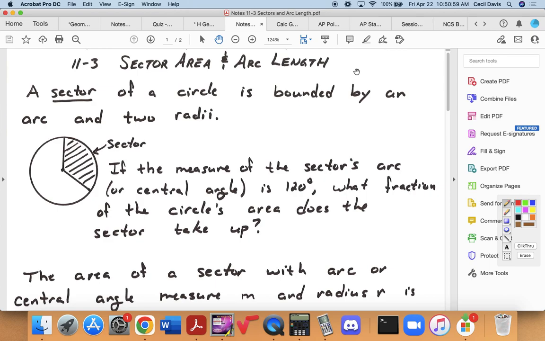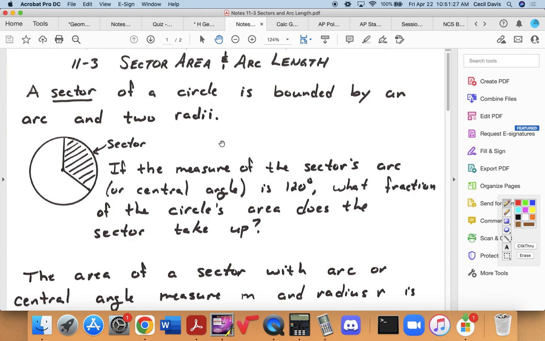All right, so a sector of a circle is bounded by an arc and two radii. So this colored in thing here, that's a sector of a circle. So a question for you, if the measure of the sector's arc or the central angle, remember those two are the same measure, is 120 degrees, what fraction of the circle's area does the sector take up?